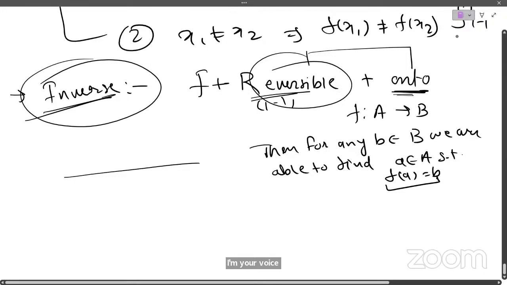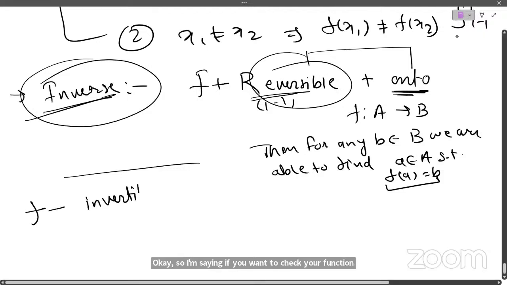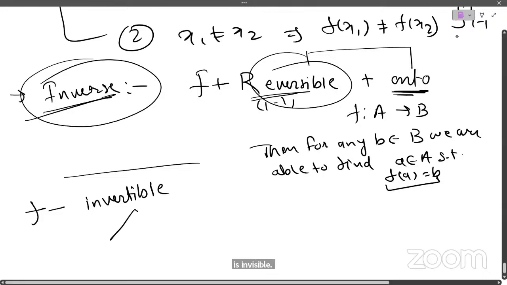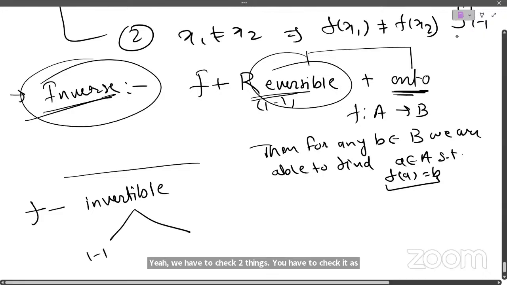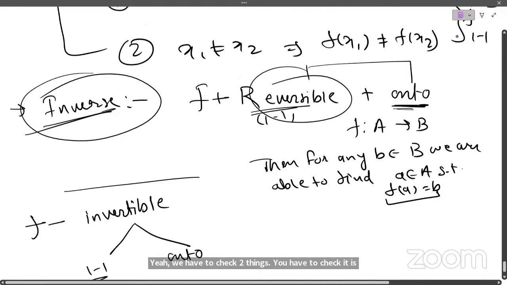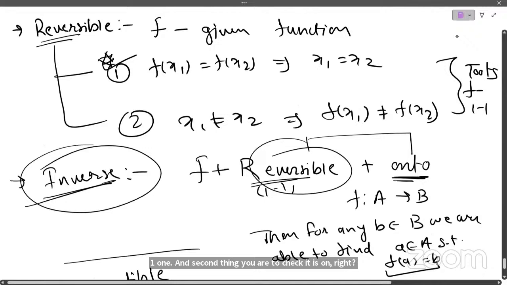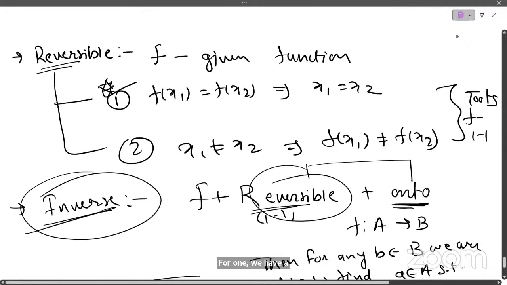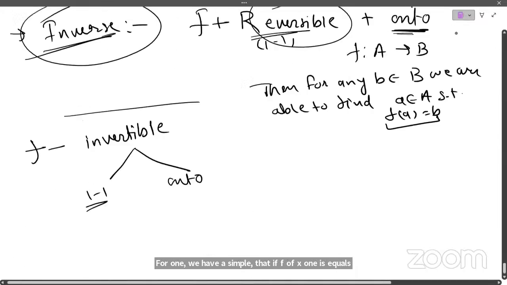Ma'am, please repeat again. Okay. So I am saying, if you want to check your function is invertible, you have to check two things. You have to check it is one-to-one, and second, you have to check it is onto, right? For one-to-one, we have a simple condition: if f of x1 is equal to f of x2 implies x1 is equal to x2, then our function is one-to-one, correct?